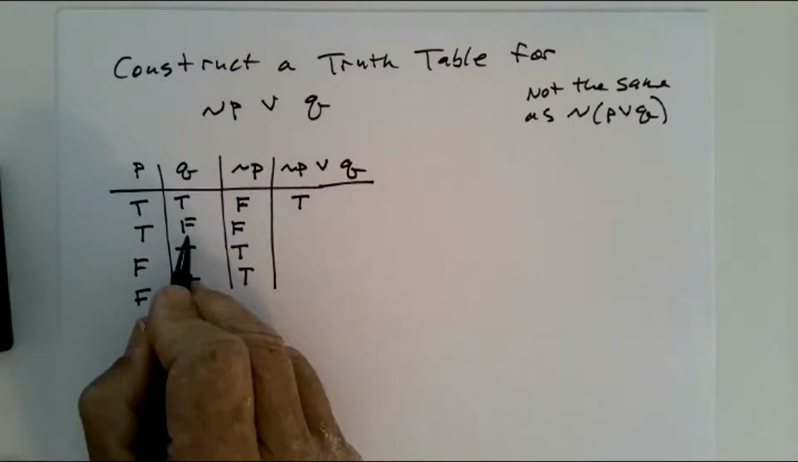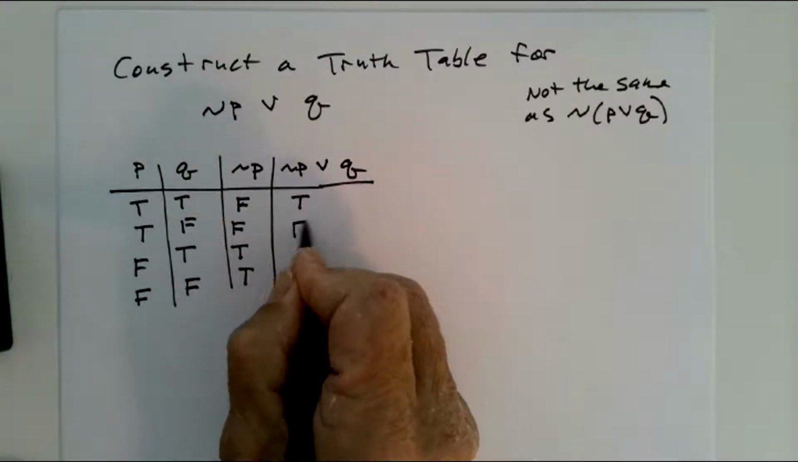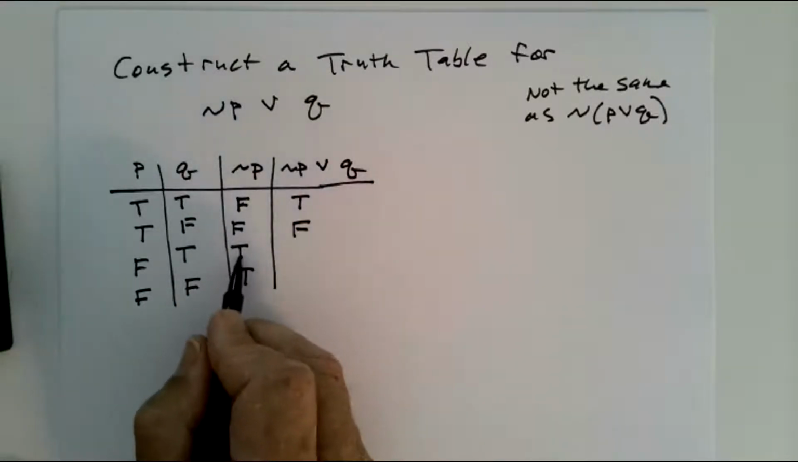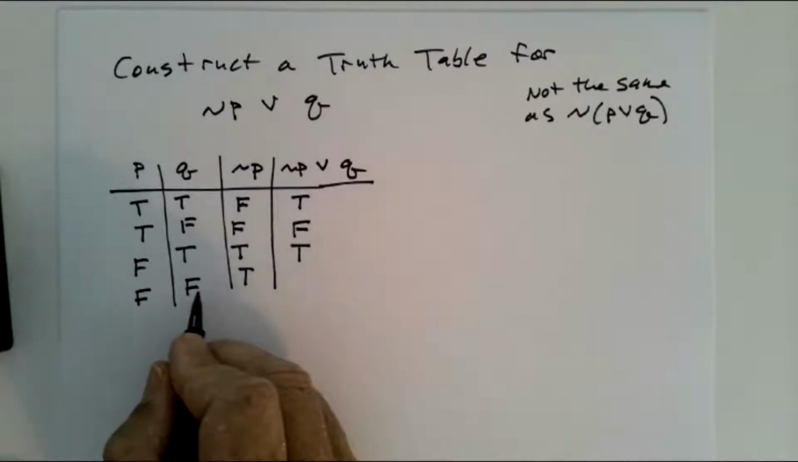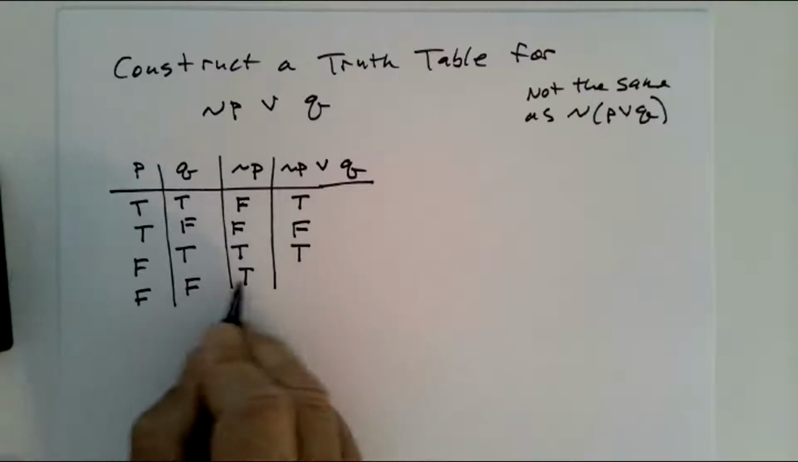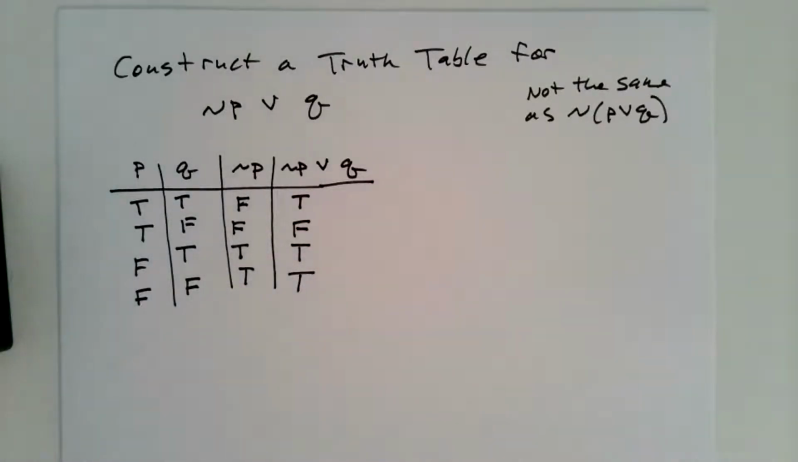Not P is false, Q is false. Is one or the other or both true? Nope. That's false. Not P is true, Q is true. Certainly at least one is true. Q is false, but not P is true. One or the other or both true? Yes, it is. So that is our truth table for not P or Q.